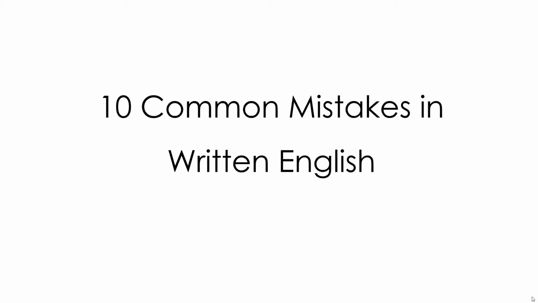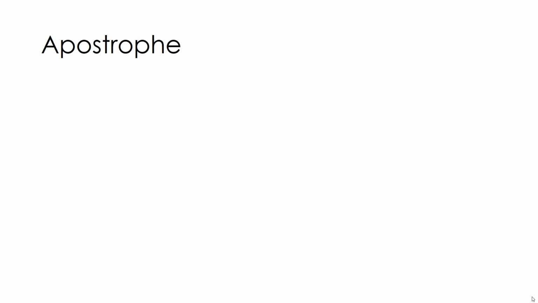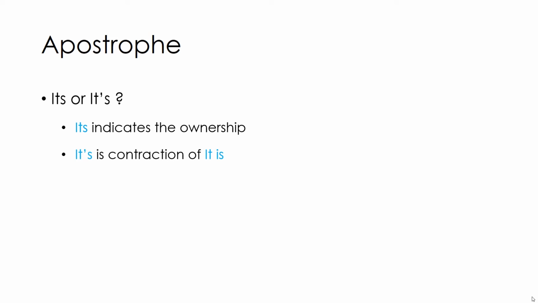Let's get started with apostrophe. It's or its. Its indicates the ownership of the subject. It's is the contraction of it is. People often confuse between these two words and use them wrongly.